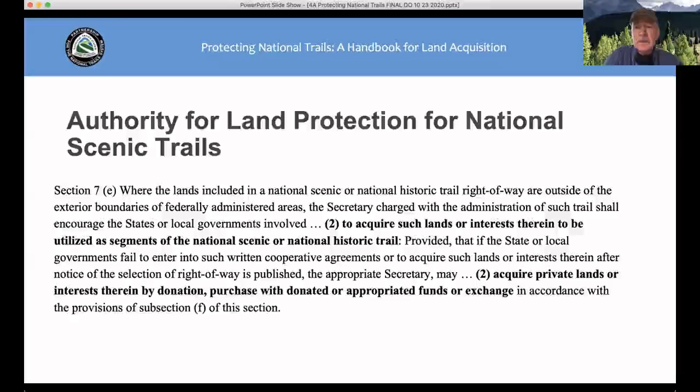The secretary charged with the administration of the National Scenic or National Historic Trail should encourage states and local governments to acquire interests in land that are to be utilized as a section of that National Scenic or Historic Trail. And if that doesn't happen, the secretary is charged and given the authority to acquire those private lands or interests in land by donation, purchase, or exchange.